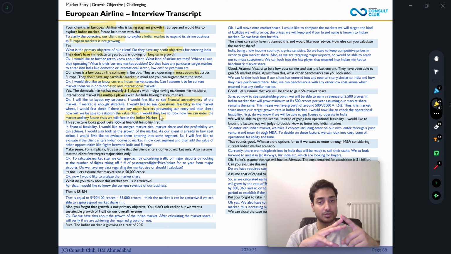And then it's also very good to give a roadmap of how to enter the market. That's why, after doing the initial check of financial attractiveness and operational feasibility, you also give a plan of how to enter the market. It tells the interviewer that you're not just thinking theoretically, but on the ground, how would you actually implement things to begin or enter the market.